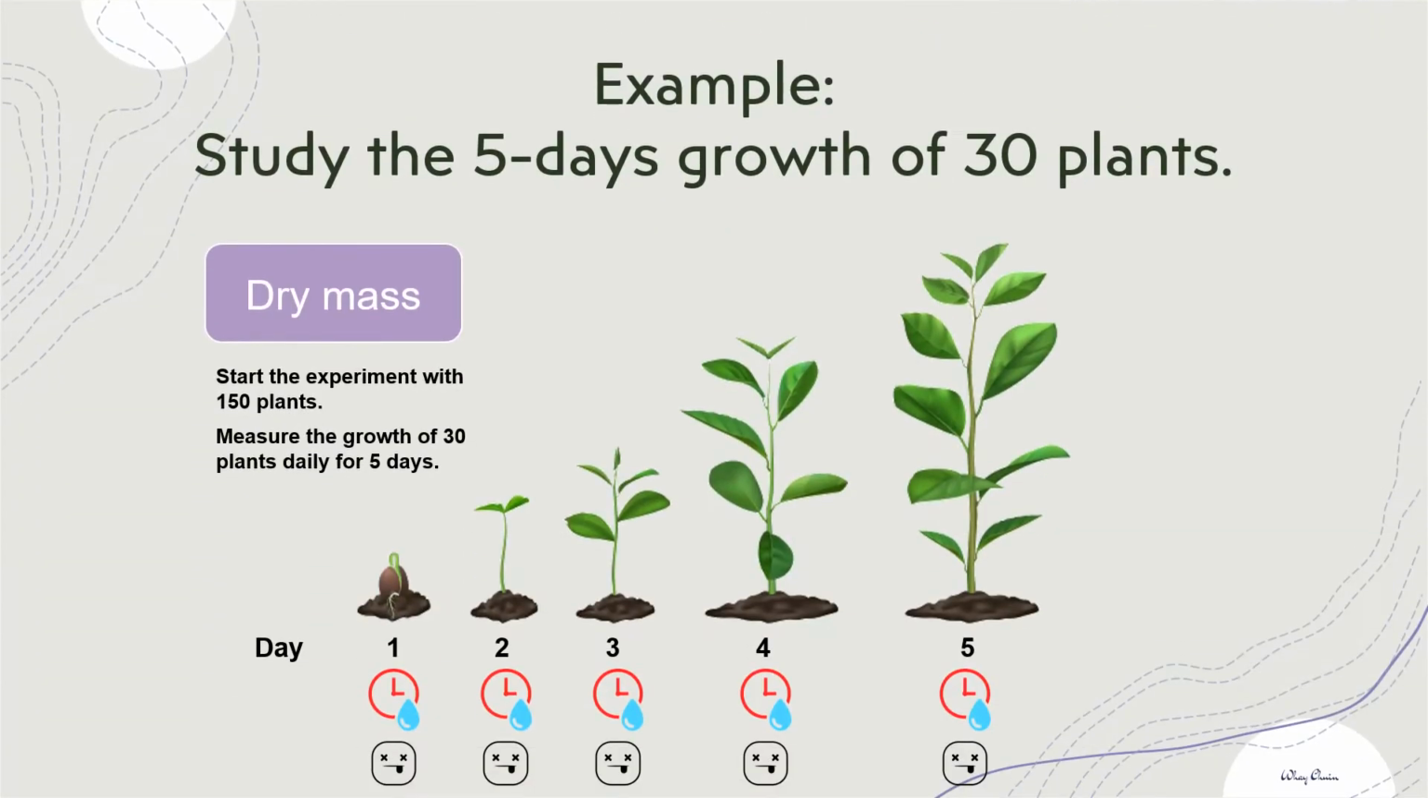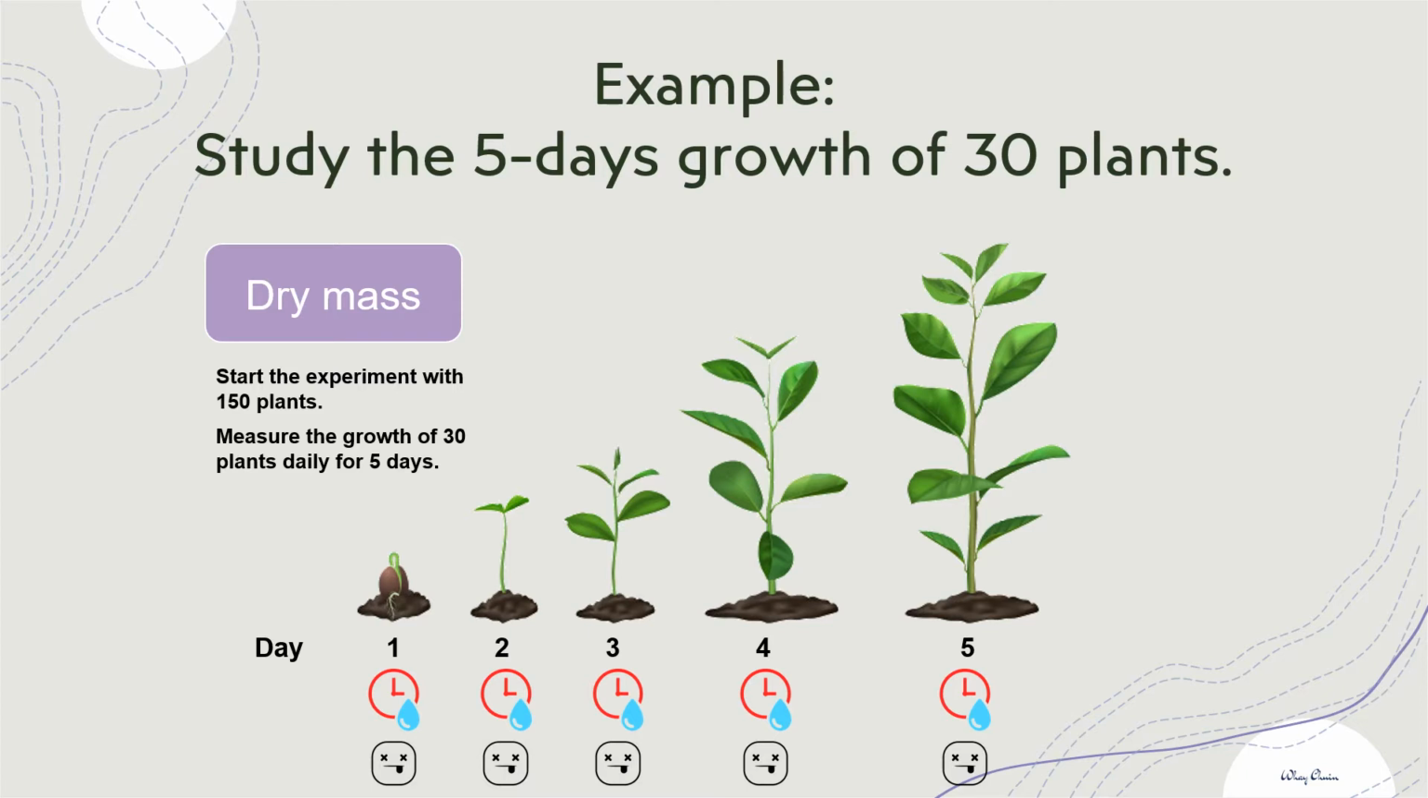Tetapi untuk eksperimen yang sama, saya telah memilih dry mass sebagai parameter pertumbuhan saya kan. Disebabkan saya nak result yang lebih tepat. Sebab saya tak nak ada gangguan daripada kandungan air dalam tumbuhan itu. Maka eksperimen ni perlu didesain semula dengan memulakan tumbuhan yang lebih besar sampel size dia. Iaitu saya terus mula dengan 150 tumbuhan.